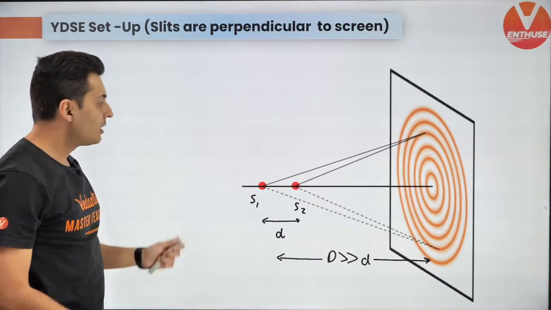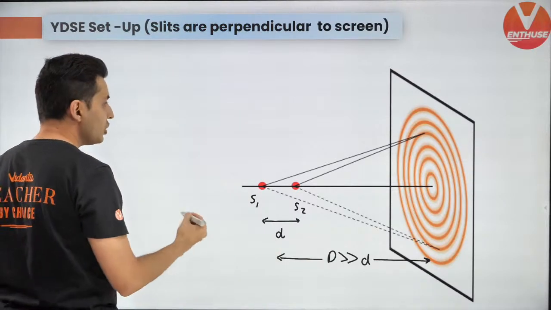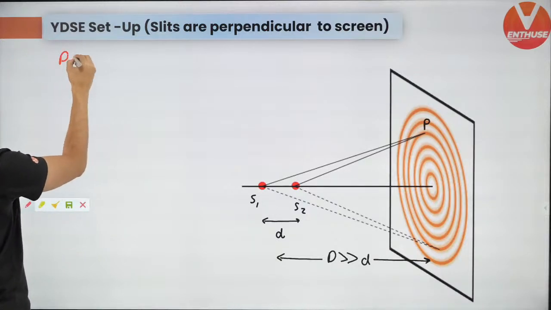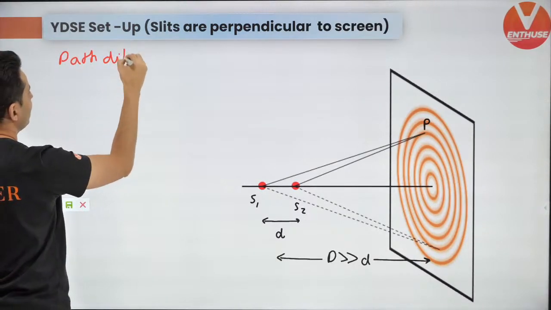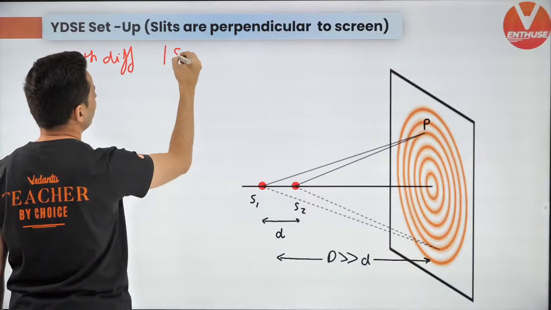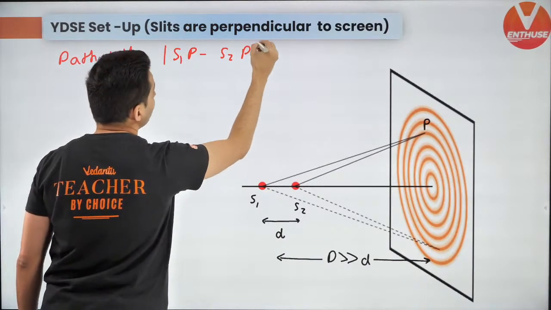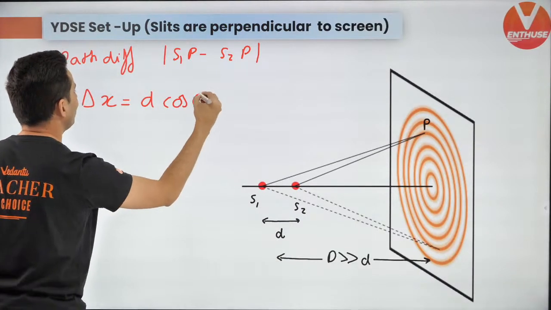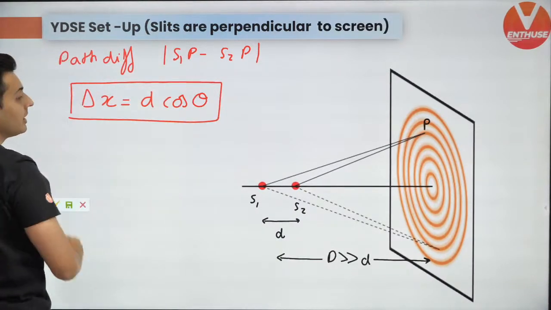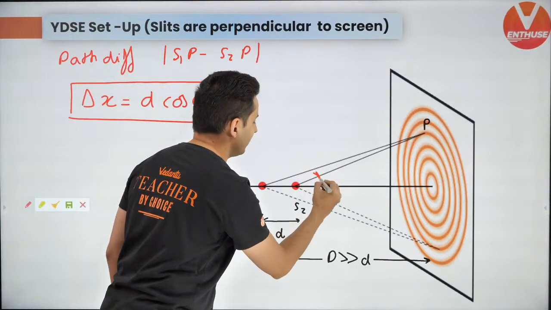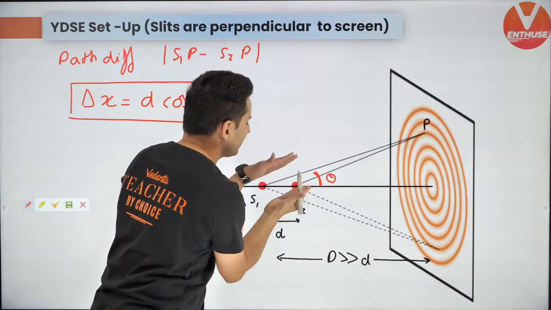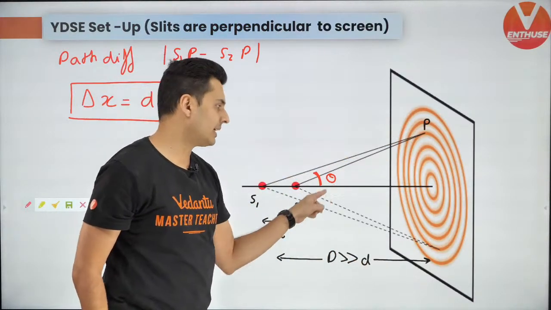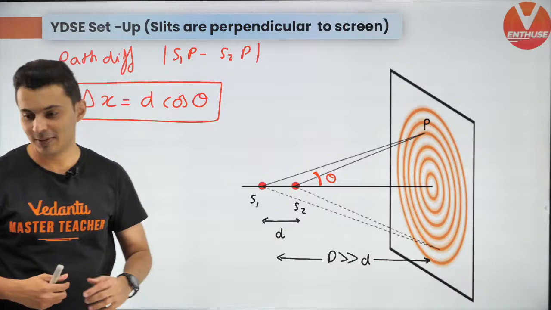That's how it is. In those situations, you will see, if you take any point P on the screen, the path difference, very, very important, path difference again, which would be again modulus of S1P minus S2P. This time it's slightly different. Keep this in mind. Delta x is d cos theta. Be careful. Over there it was sine theta. Here it is cos theta, where theta is this angle. Remember, both these lines are approximately the same because this distance is very small. So this is the theta, which is again the angular position of that point.